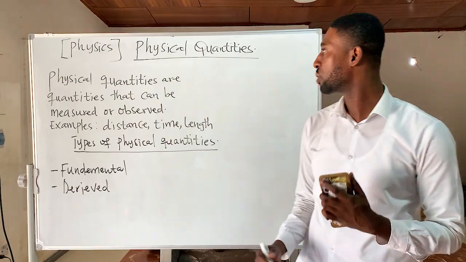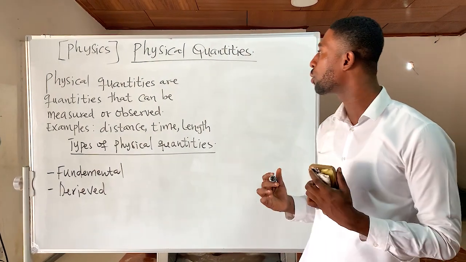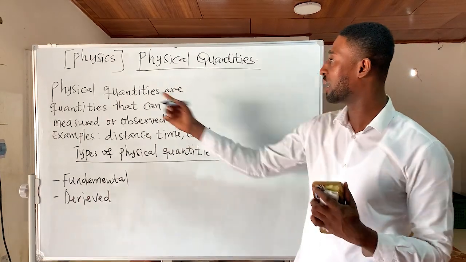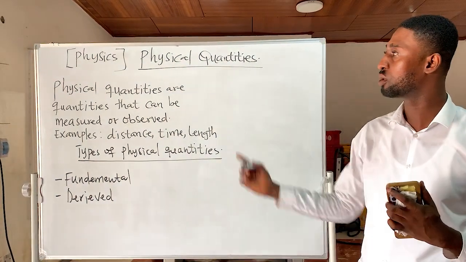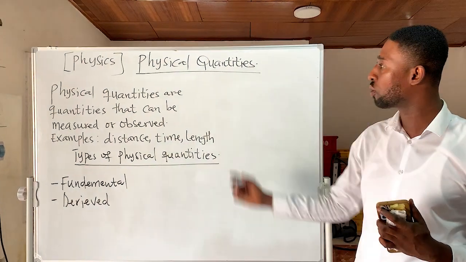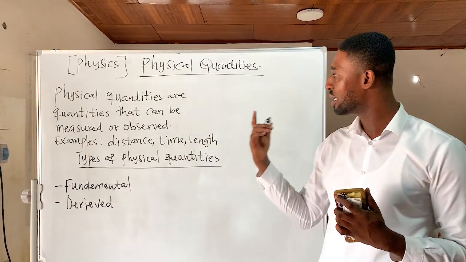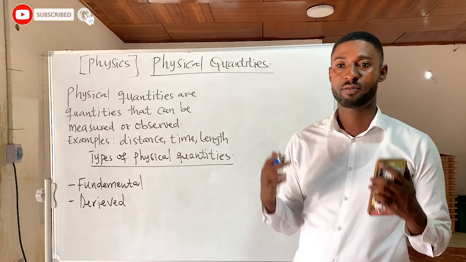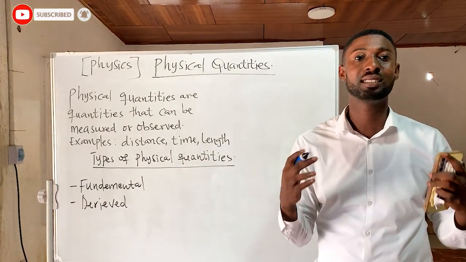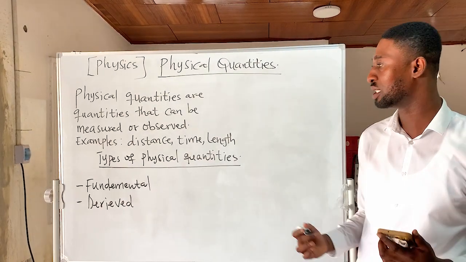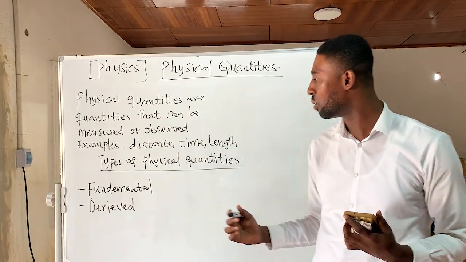For today's lesson, we are going to talk about what we call physical quantities. This is a subtopic under physics, and this is for science students, those studying physics. When we talk of physical quantities, they are quantities that can be measured or observed. Any quantity that you can measure or observe is what we call a physical quantity. Examples include distance.